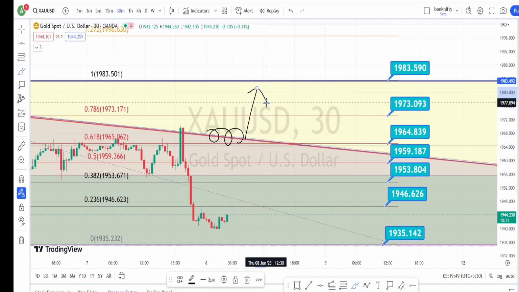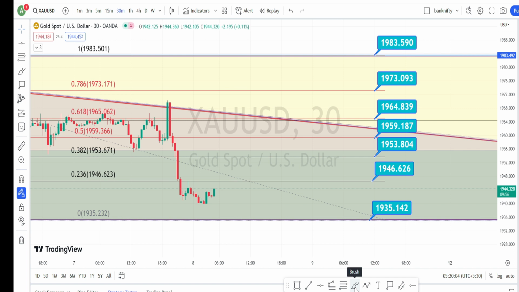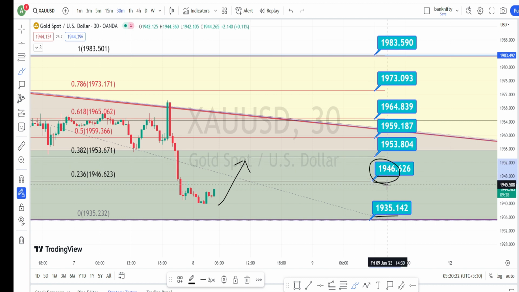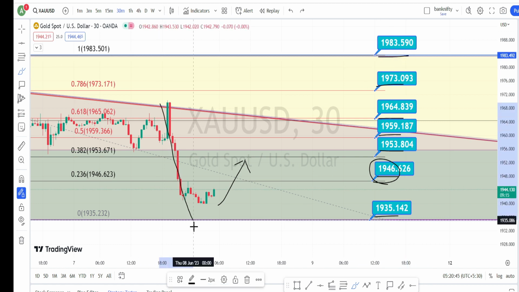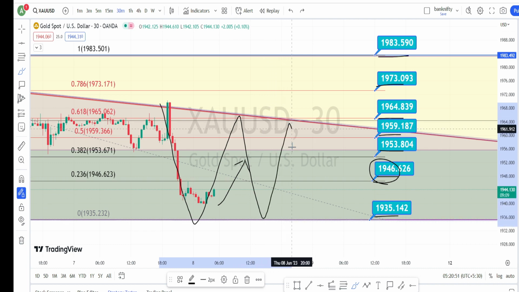And when we look at the support and resistance levels, currently it is trading between the support level of 1935 and resistance level of 1946. Once the price action breaches this resistance level of 1946, next level of resistance is going to be around 1953, 1959, 1946, 1973 and 1983. As we already know, currently the price action is consolidating or trading within this triangle pattern.